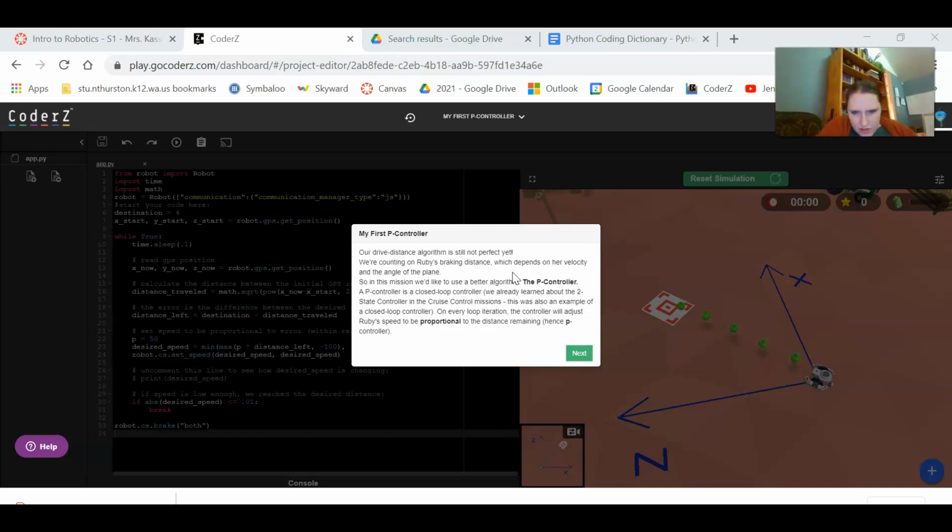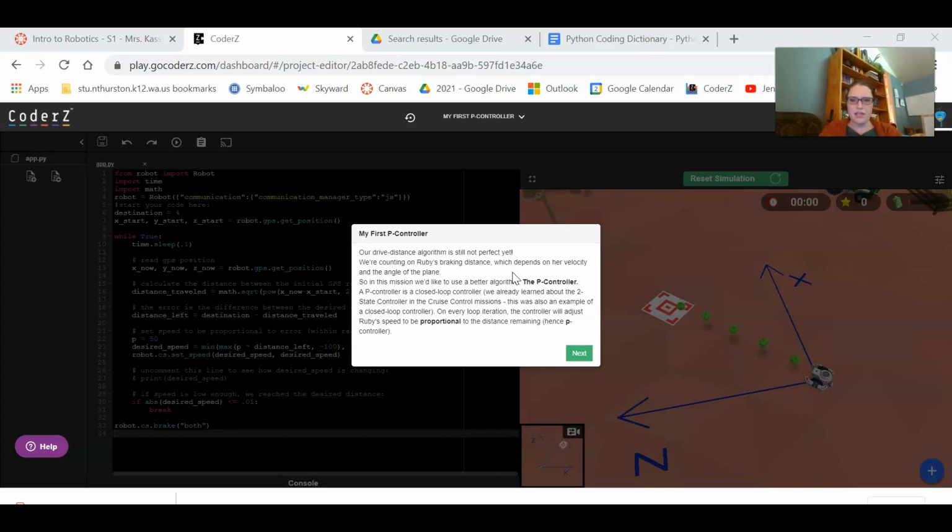PController is a closed-loop controller. So we already learned about the two-state controller in the cruise control missions. I do not remember that. I'll have to go back and look at that. This was also an example of a closed-loop controller. On every loop iteration, the controller will adjust Ruby's speed to be proportional to the distance remaining, hence PController. Okay, so P is for proportional.